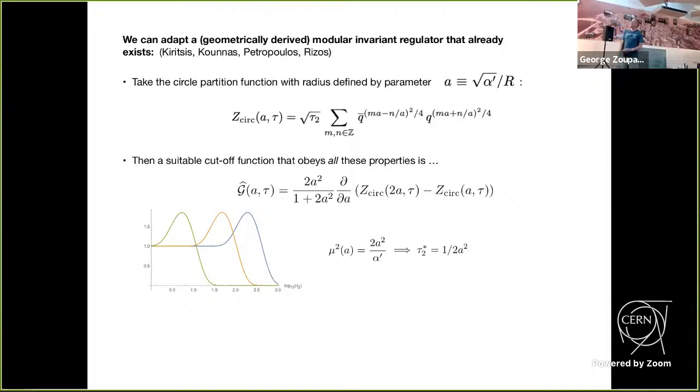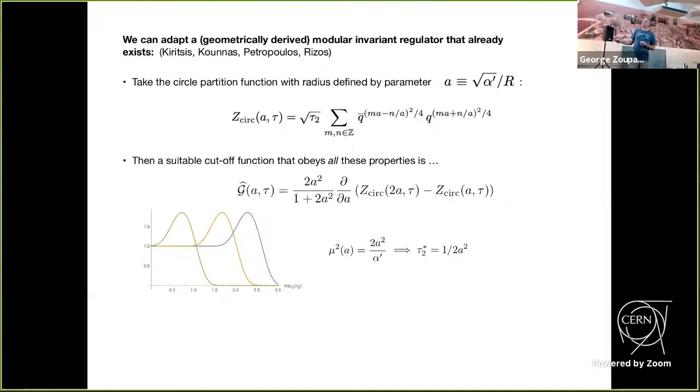the audience. So Kiritsis, Kounnas, Petropoulos, Rizos, they worked on this a long time ago. And what they introduced is a function which does just that. So it's a regulator which will crush things in a modular invariant way. And it's based on the circle partition function. So the circle partition function, it's just another modular invariant function. Right? So it has to be modular invariant. It has some scale in it, which is a radius, so it's a compactification radius.